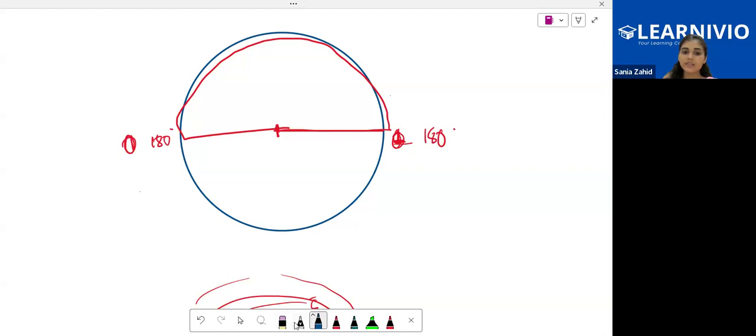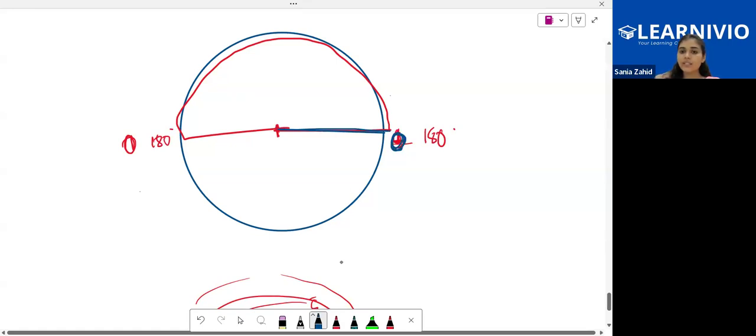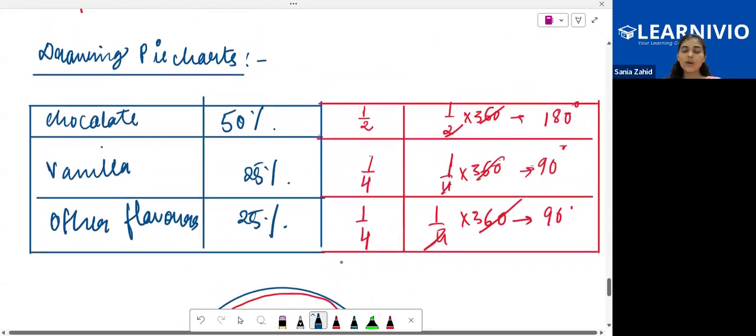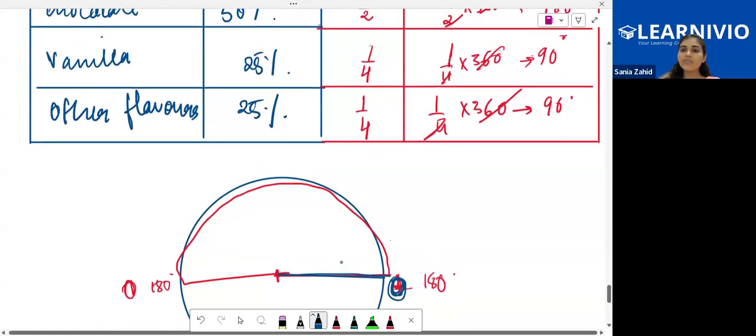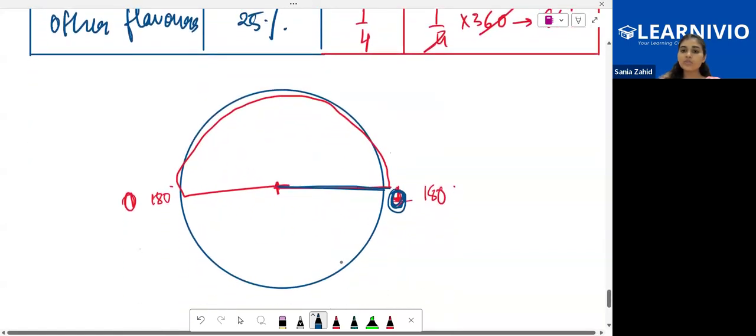Now I considered this line. So if you have drawn one line like this, you will consider zero. Do not take 180, take zero. Now starting from 0, first of all, you had to draw for chocolate. So for chocolate, you have 180 degrees. So starting from 0, count till 180. You will have 180 at last. So mark the point where it is written 180 on the protractor.